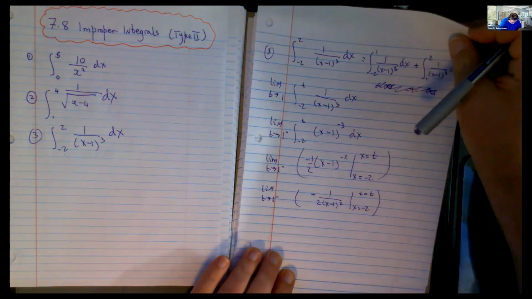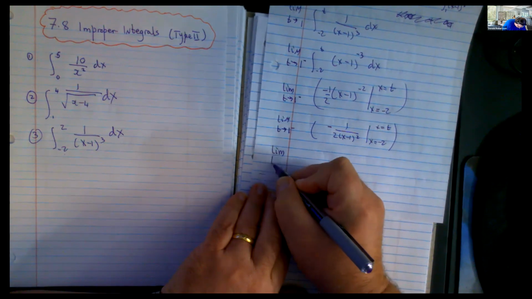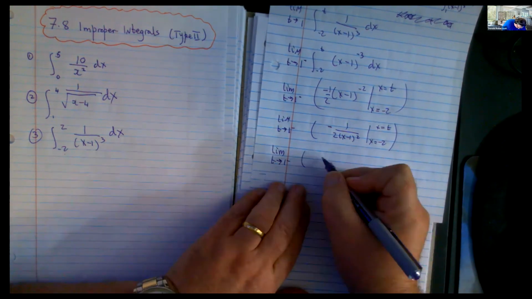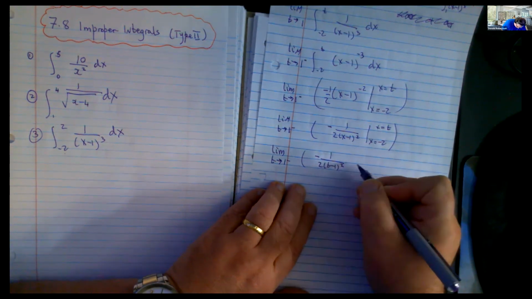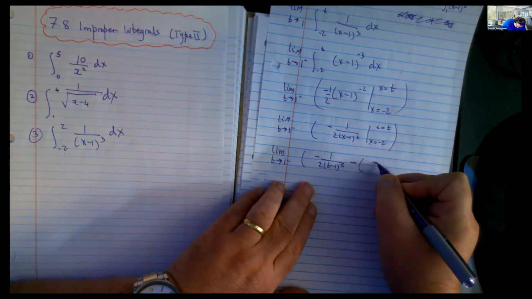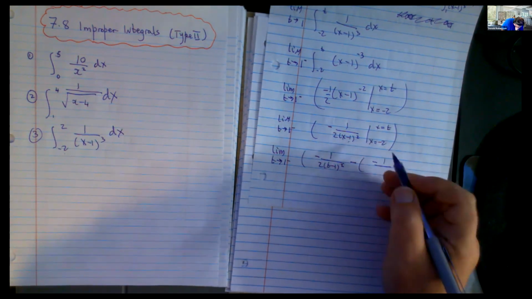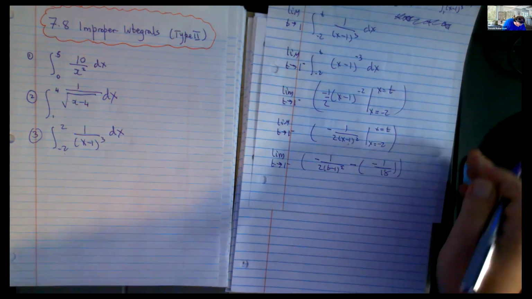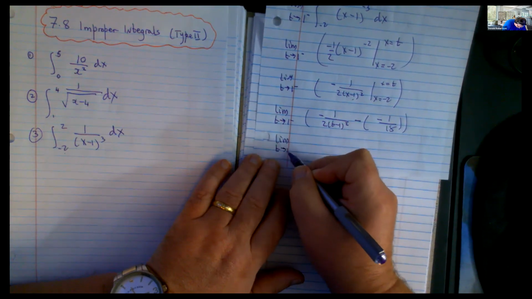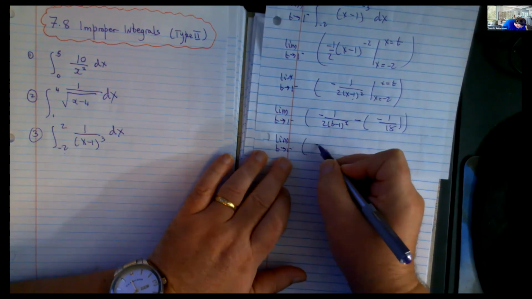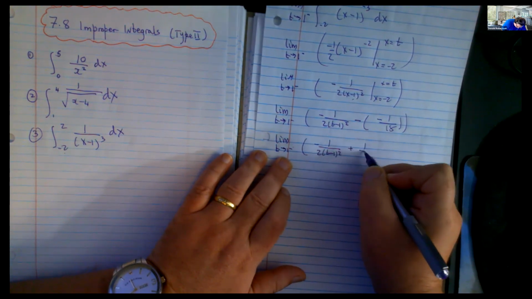Put in the limits of integration next. And you get -1 over 2 lots of t take away 1 squared, take away -1 over -3 squared, which is +9, so 18ths. So we are looking at -1 over 2 lots of t minus 1 squared plus 1/18.